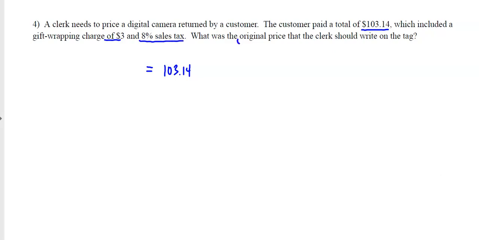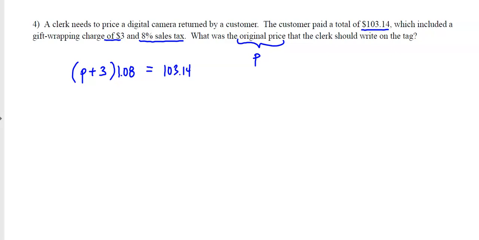And it says, what was the original price? So we don't know the original price. Well, when I walked in the store, something was the original price. And then they added a $3 gift wrapping charge. And after that gift wrapping charge, they applied sales tax, which is 1.08. Okay? 1 gives you the price of what you started with, and then the 0.08 represents the tax. So that's how I would calculate it.